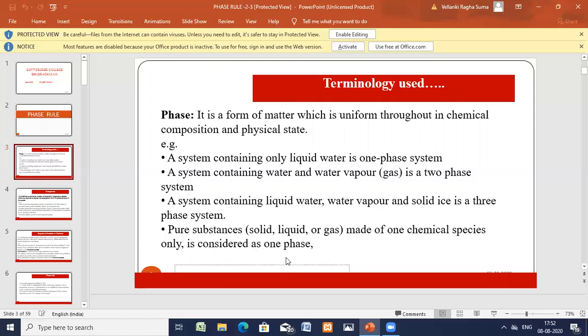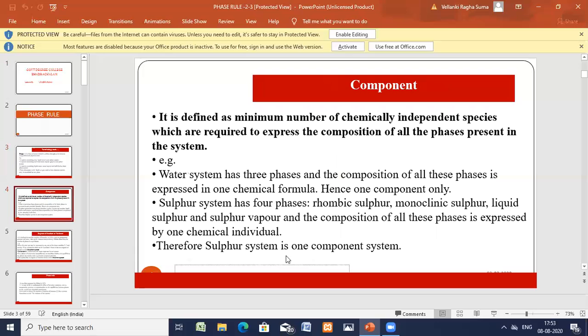In the 1870s Gibbs gave the phase rule in order to study heterogeneous equilibrium systems. The Gibbs phase rule was proposed in 1874: F plus P is equal to C plus 2. In that, we have studied what P is. Now we'll see what C is.